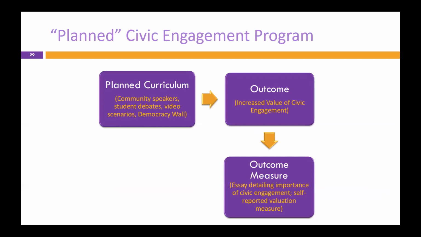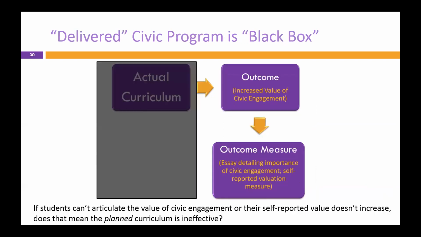And so faculty got together, this is co-curricular, and they came up with a planned curriculum. And this involved, based on the literature on valuation and how to increase value for anything, and literature in civic engagement competency, they came up with a curriculum that was for a semester, and it meant each month a community speaker would come and talk about the importance of civic engagement for their community. Students would engage in a debate where they always had to debate for civic engagement against someone debating, basically making the argument against it. They would create video scenarios talking about the importance, and they would post notes on the democracy wall. Okay, that's the planned curriculum.